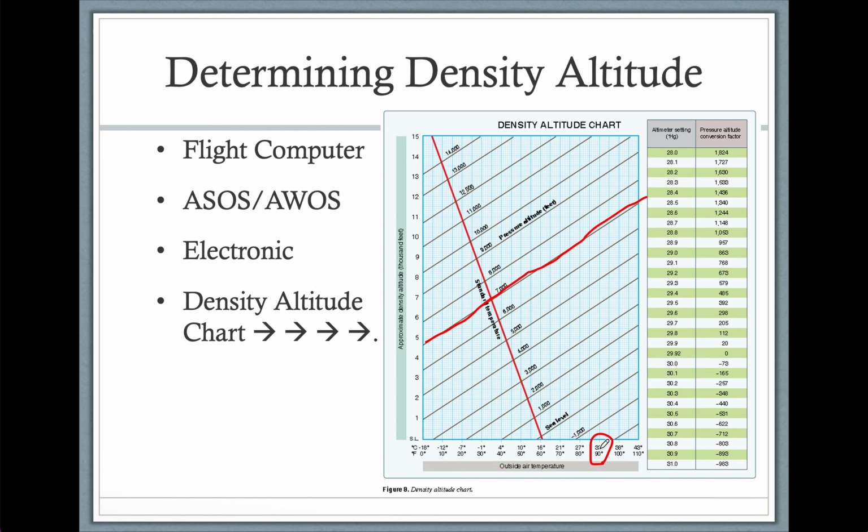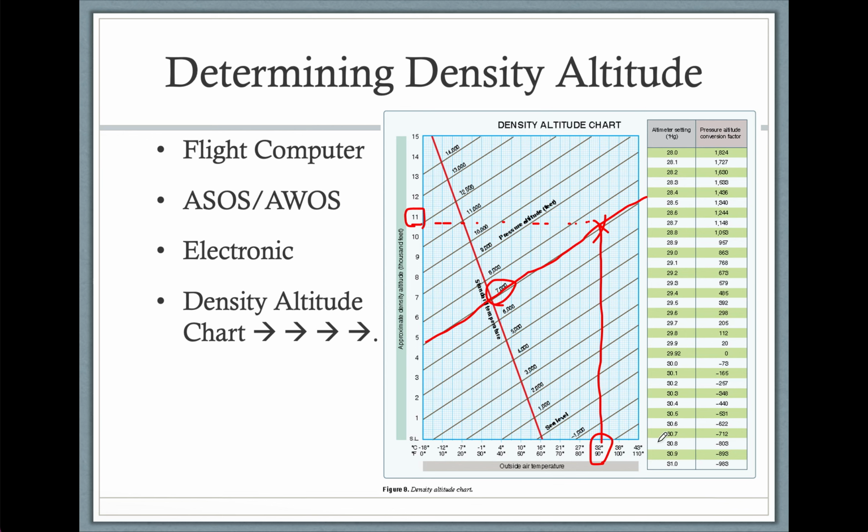So wherever this line intersects my other line, these are my two given values, they intersect there. Just try to follow it best you can off the edge of the chart. I'm almost at 11,000 feet density altitude. So even though I'm only at 7,000 feet above sea level, I'm going to perform, and my airplane is going to perform, like I'm up at 11,000 feet.